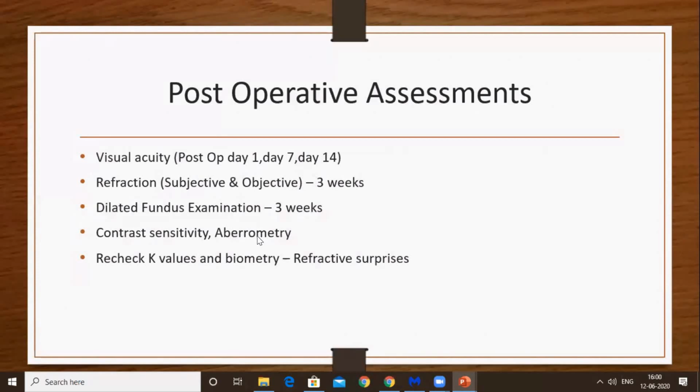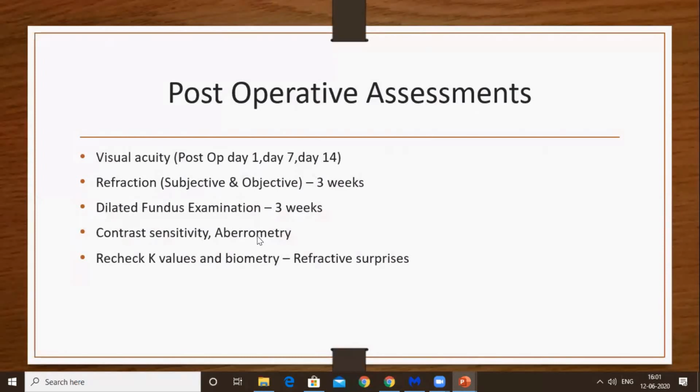Then the refraction should be performed after 3 weeks of the surgery. Both subjective and objective refraction should be done. But you want to be very careful in doing refraction in a multifocal implanted patient, mostly with diffractive lenses, because the center part of the IOL will have the near add. So whenever you do on-axis retinoscopy, your retinoscopy value will be wrong. So you want to do a little bit of off-axis refraction in multifocal implanted patients, so that you end up with accurate subjective and objective values.